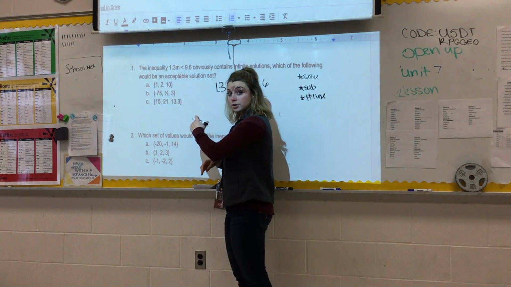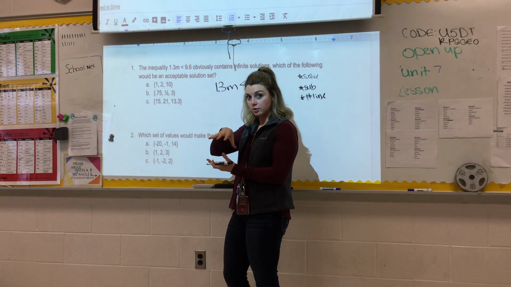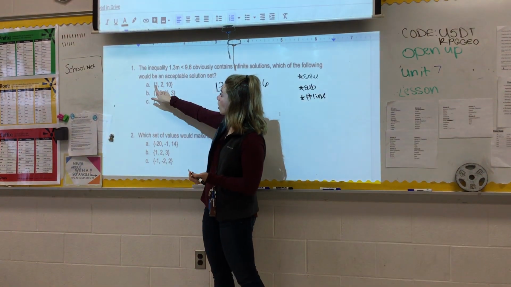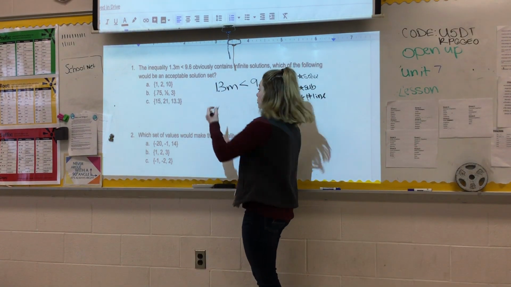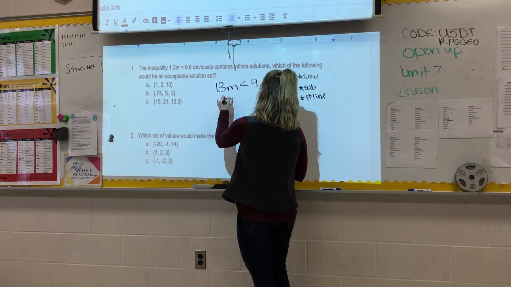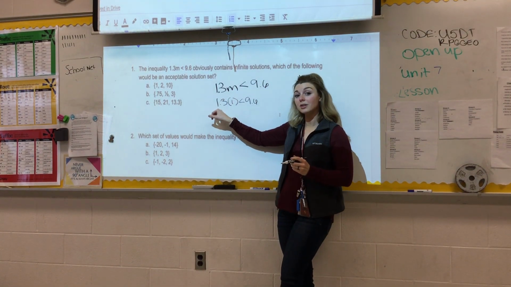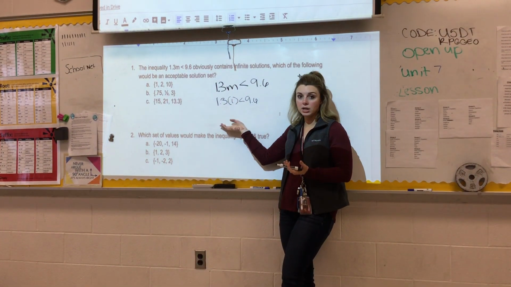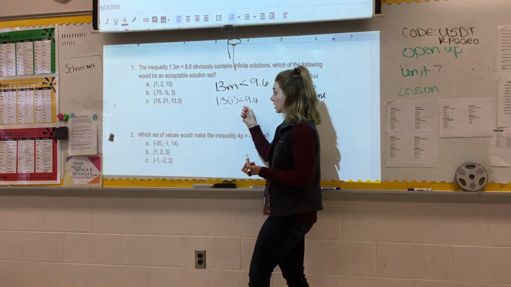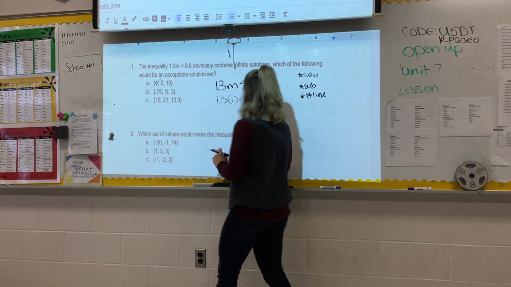I'm going to substitute, or remember that sub, put in for something else, substitute 1 for m. So I'm going to put 1 3/10 times 1 is less than 9.6. So if we do 1 3/10 times 1, we're going to get 1 3/10, which is less than 9.6. So that works.